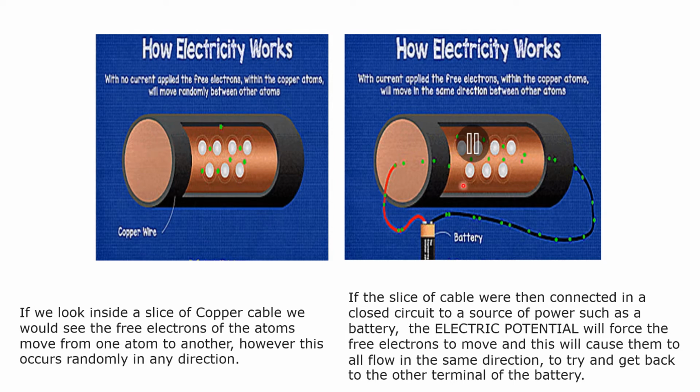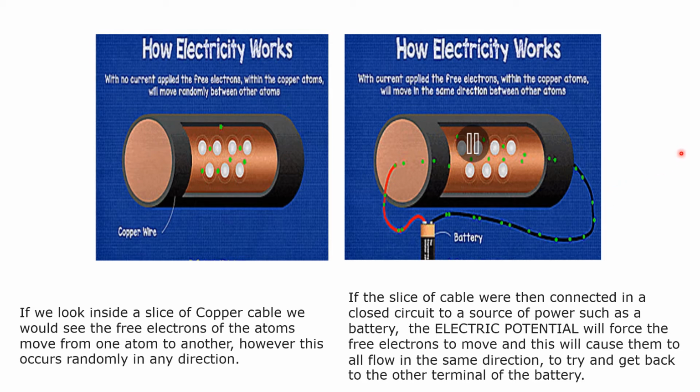But when this same wire is connected to a cell, which becomes a source of power, the electric potential will force the free electrons to move from one terminal to the other terminal of the cell, and that will cause them all to flow in the same direction. A unidirectional flow of electrons is created to try and get back to the other terminal of the battery.